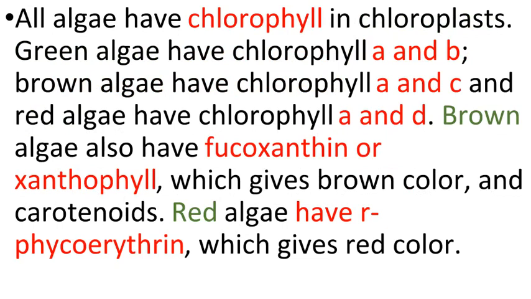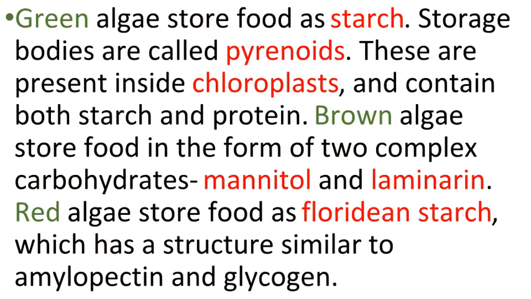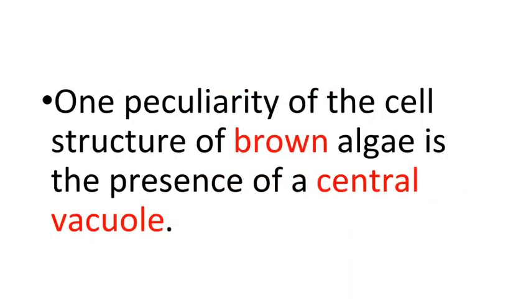Brown algae also have fucoxanthin or xanthophyll, which gives brown color, and carotenoids. Red algae have R-phycoerythrin, which gives red color. Green algae store food as starch. Storage bodies are called pyrenoids. These are present inside chloroplasts, and contain both starch and protein. Brown algae store food in the form of two complex carbohydrates, mannitol and laminarin. Red algae store food as floridean starch, which has a structure similar to amylopectin and glycogen. One peculiarity of the cell structure of brown algae is the presence of a central vacuole.